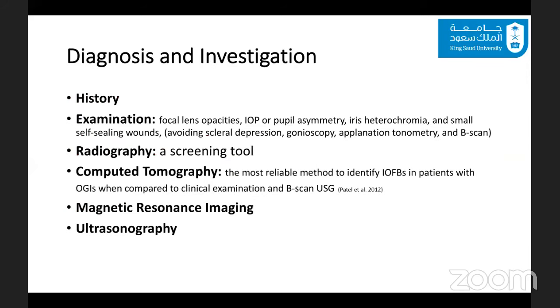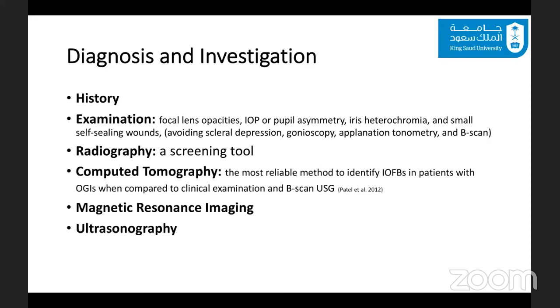Obviously, the history is an important part of the management of the patient, to identify if there is really a foreign body in the eye or not. Tips in examination like focal lens opacities, pupil asymmetry, heterochromia in cases of chronic intraocular foreign body, and small self-sealing wounds are signs of an intraocular foreign body entry. Obviously, in the acute setting, you should avoid scleral depression, gonioscopy, and doing a B scan.